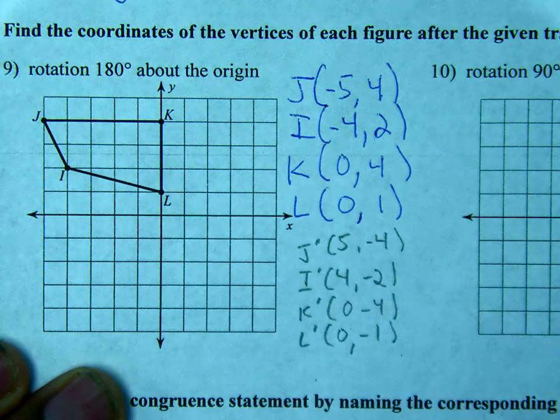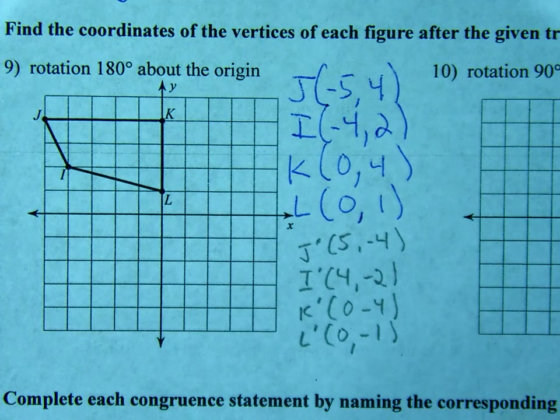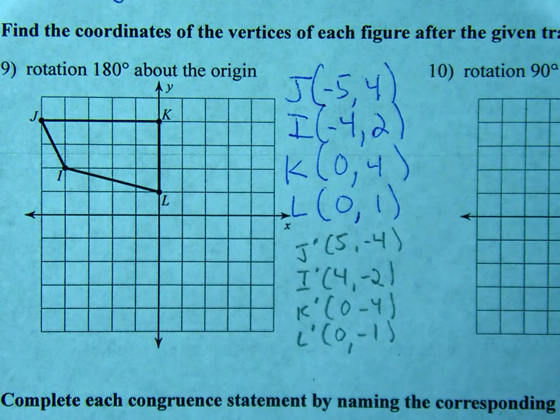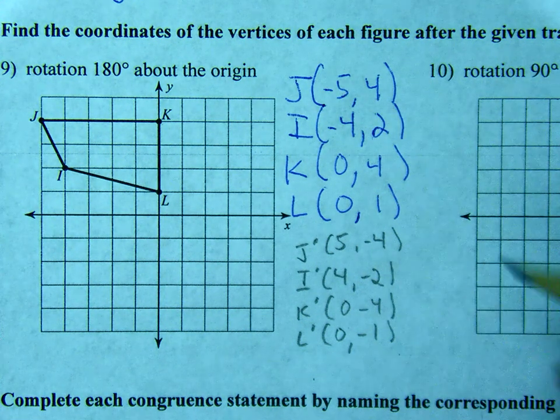And then you plot and label those points, and you can see that it's an actual rotation that's been turned all the way around. So notice on this one, you don't have to worry about clockwise, counterclockwise, any of that. All you have to do is change the signs on all your points.